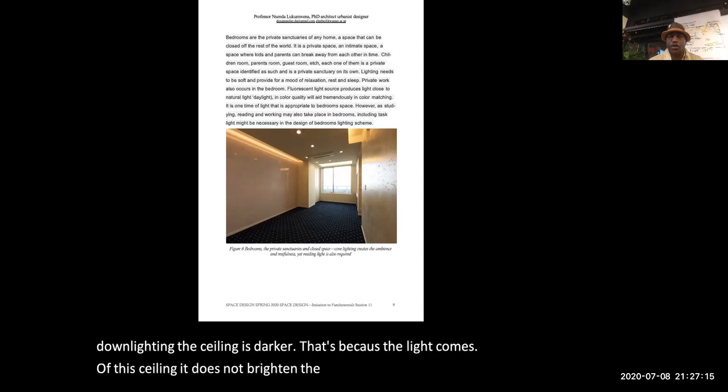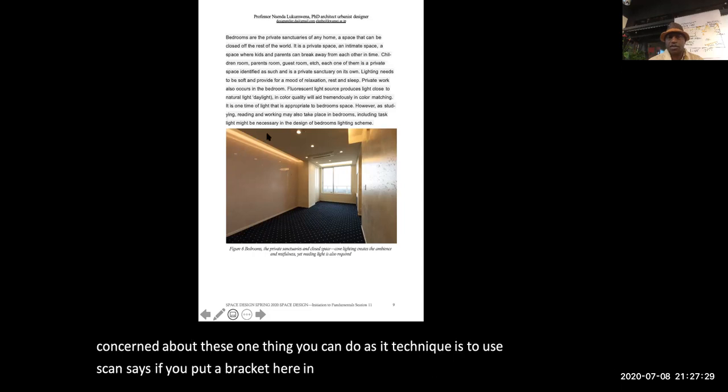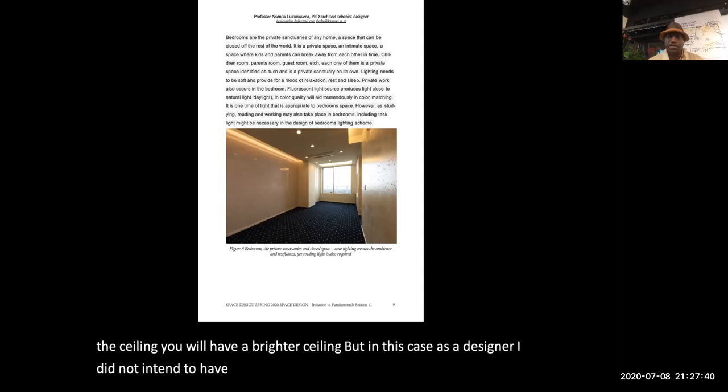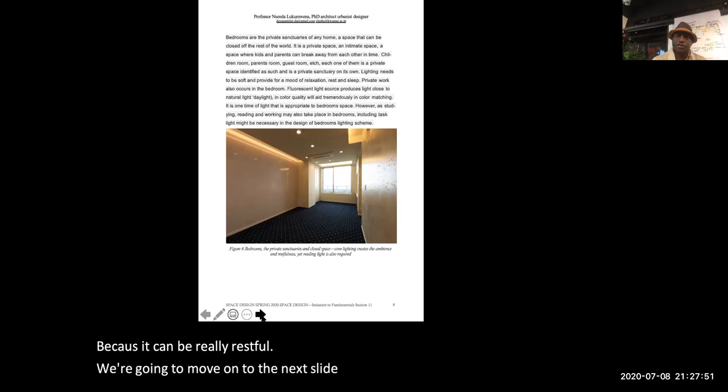So if you are particularly concerned about this, one technique is to use sconces. If you put a bracket here and a bracket there, directed to the ceiling, you will have a brighter ceiling. But in this case, as a designer, I did not intend that. I wanted a darker ceiling because it can be really restful. We're going to move on to the next slide. After the bedroom, the next space in the sequence is the bathroom.